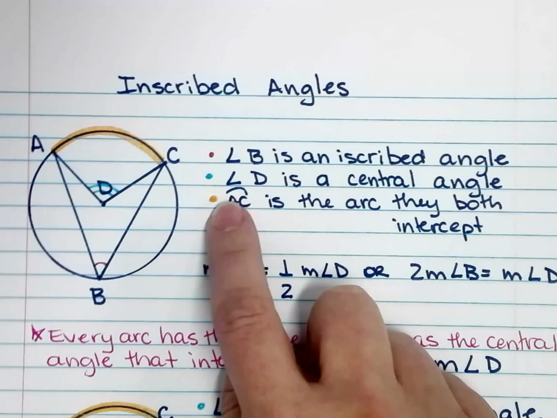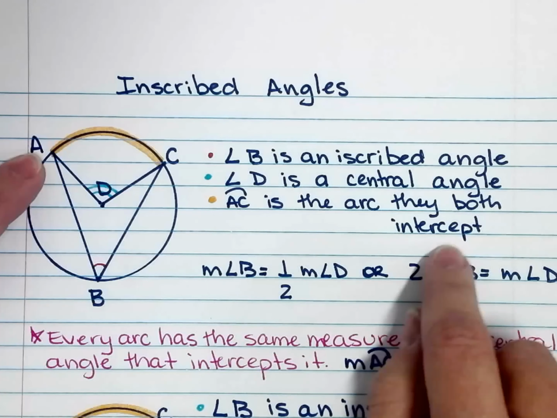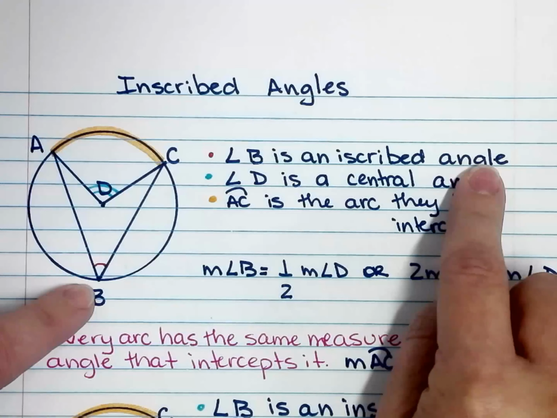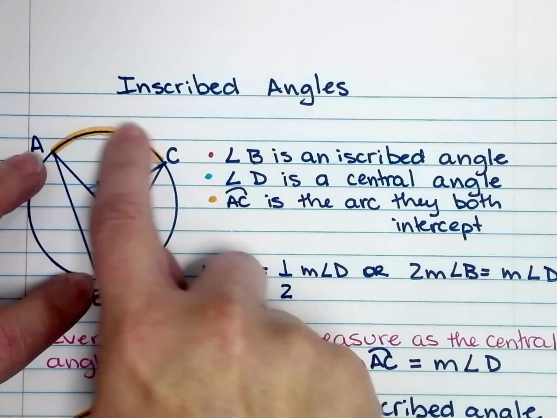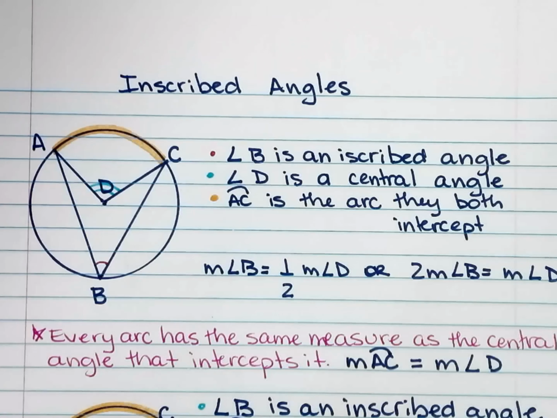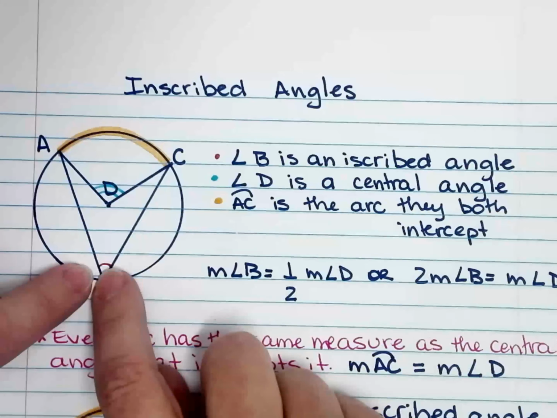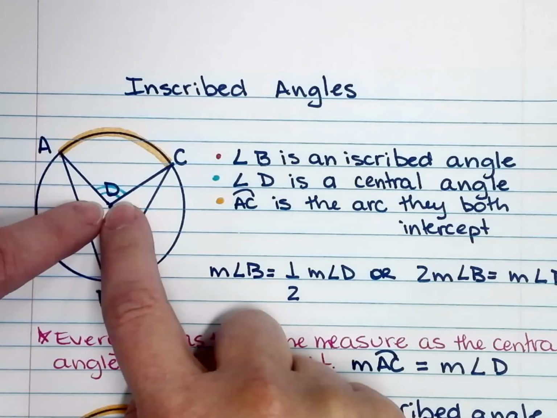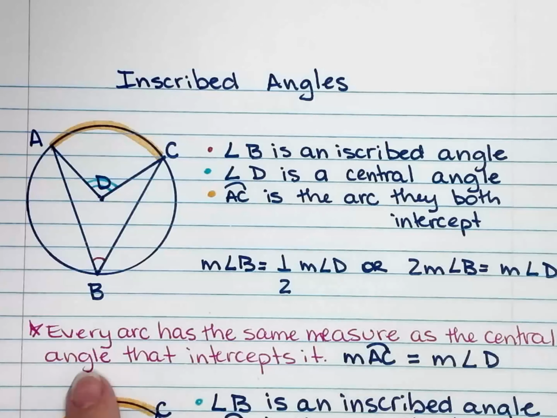Okay, so we have arc AC. That's the arc right there. They both intercept it. We have B as the inscribed angle, and it intercepts the arc right there. And here's what we know. Angle B is half of angle D. But angle D has to be the central angle. And every arc has the same measure as the central angle that it intercepts.